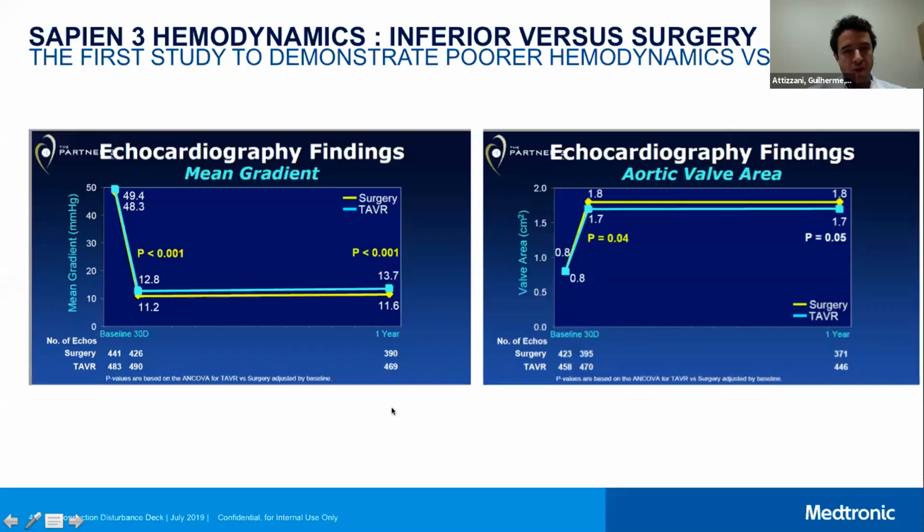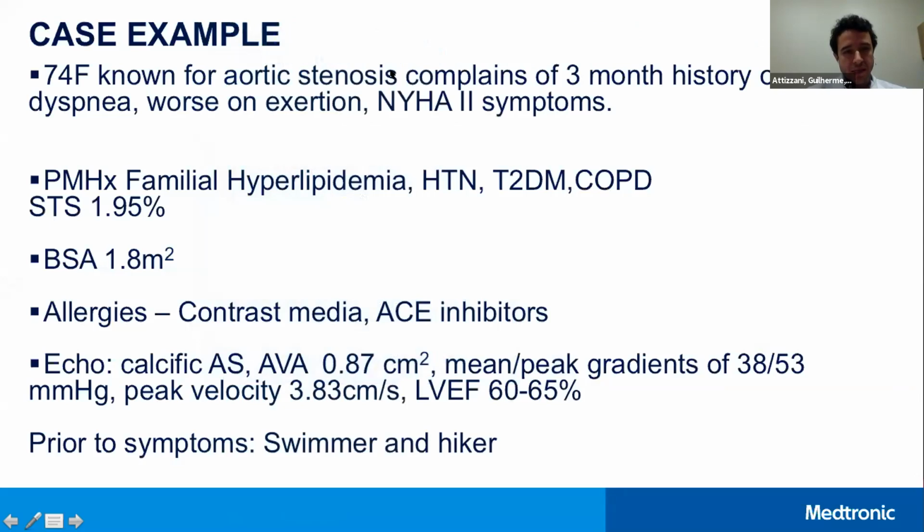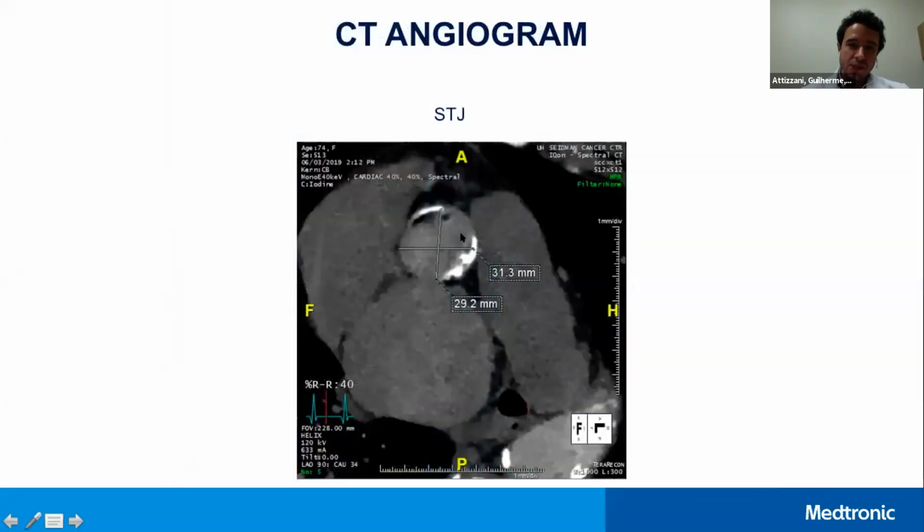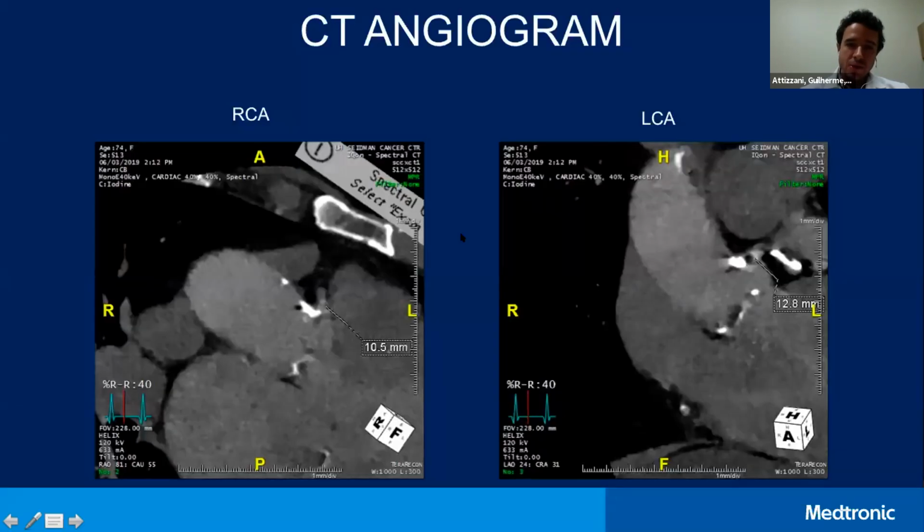Let me show an important case to illustrate everything we talked about. This is a 74-year-old patient that we treated recently, with a 3-month history of dyspnea and NYHA functional class 2. She has a BSA of 1.8. This lady was a very active lady until she started being symptomatic. The perimeter is 65.7 and the area 322, with a wide sinus of Valsalva and a wide STJ also. This is our coronary takeoff.